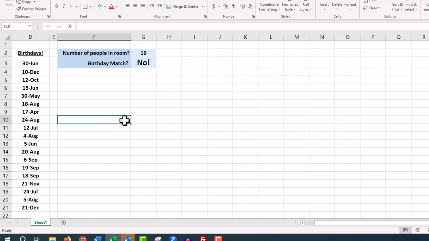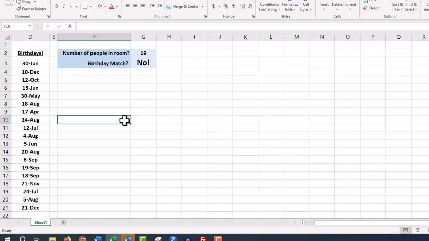Now, that seems pretty low, doesn't it? I mean, the highest probability would be 100%, which means it's guaranteed to happen. The lowest rate would be 0%, which means it's not going to happen. So 20% is actually closer to 0 than it is to 100%. Absolutely. But here's the thing. We only had 10 attempts at this right now.